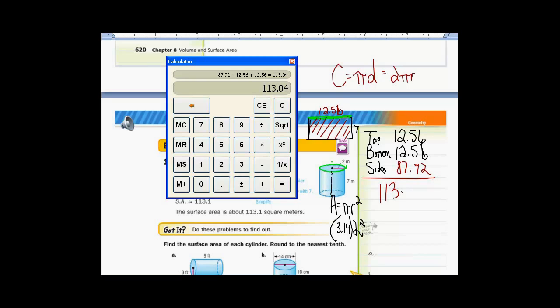Now this is area. So what is area? Square. Yep, so you could say 113 square meters, or 113 meters squared, however you want to say it.